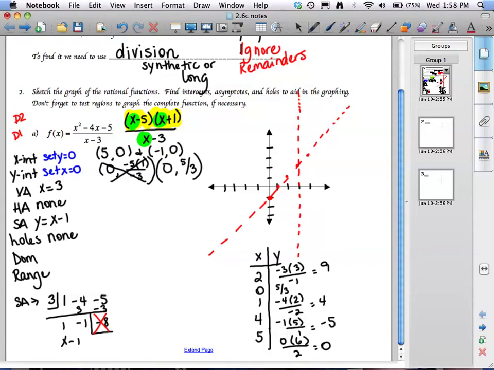So (2, 9). (2, 9) is way up here. Agreed? (0, 5/3) is right here. So it must look something like this, approaching the asymptotes. (4, negative 5) is down here. (5, 0) is right here. Approaching the asymptotes.